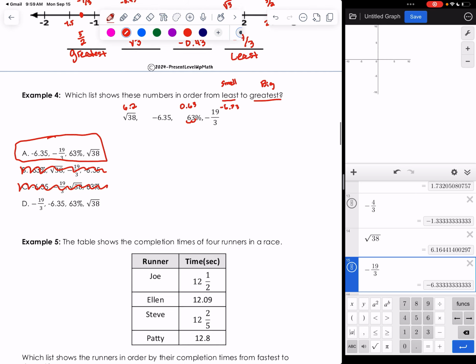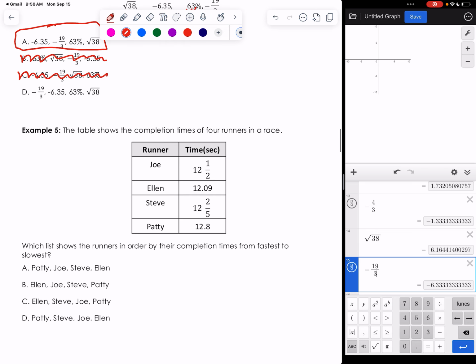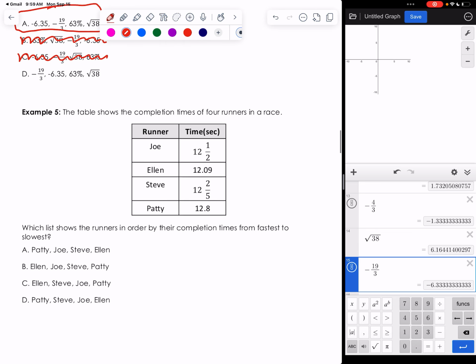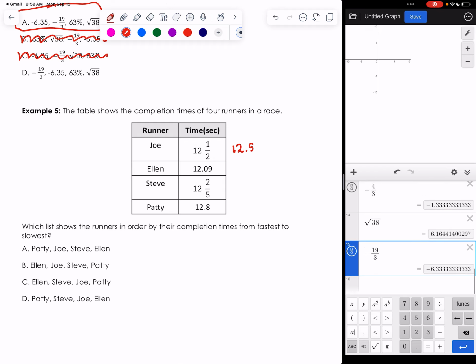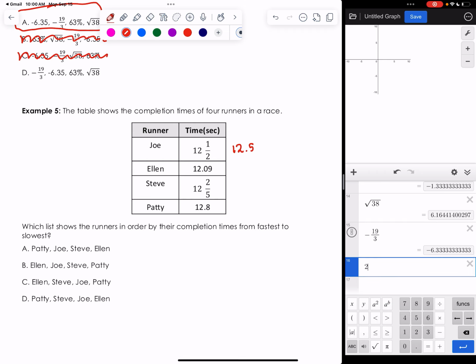All right, example 5. The table shows the completion times of 4 runners in a race. Joe finished in 12.5 seconds. Ellen finished in 12.09. Steve finished in 12 and 2/5. So if I put 2 divided by 5 in my calculator, that would be 12.4 seconds. And then Patty finished in 12.8 seconds. Which list shows the runners in order by their completion times from fastest to slowest?